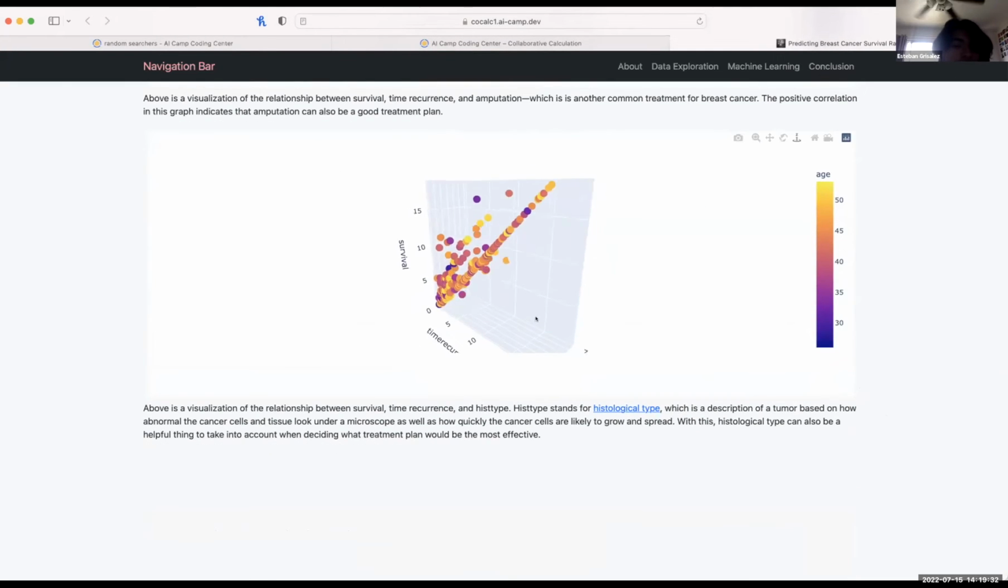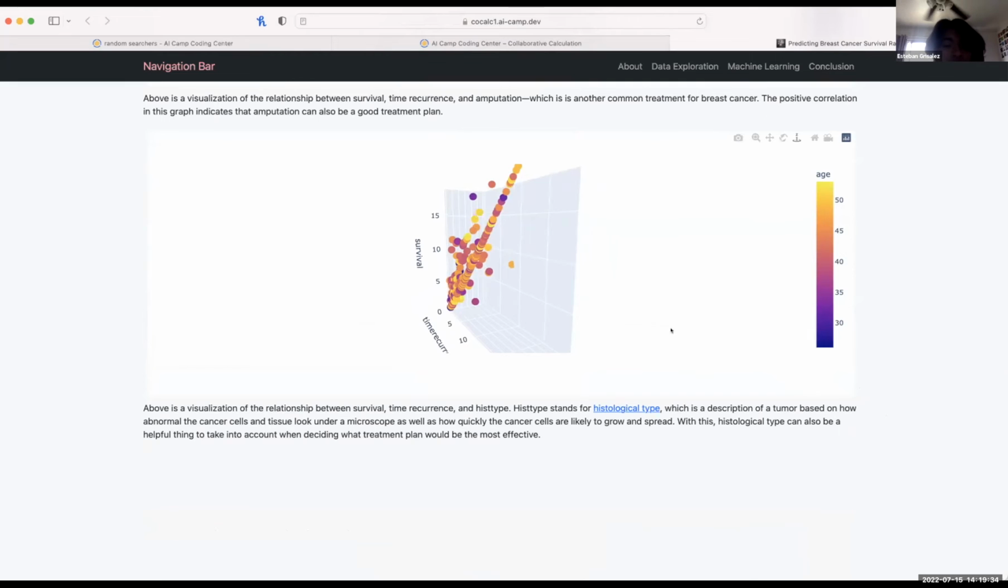This is a visualization of the relationship between survival, time recurrence, and hist type. Hist type stands for histological type, which is a description of a tumor based on how abnormal the cancer cells and tissue look under a microscope, as well as how quickly the cancer cells are likely to grow and spread. With this, histological type can also be a helpful thing to take into account when deciding what treatment plan would be most effective.